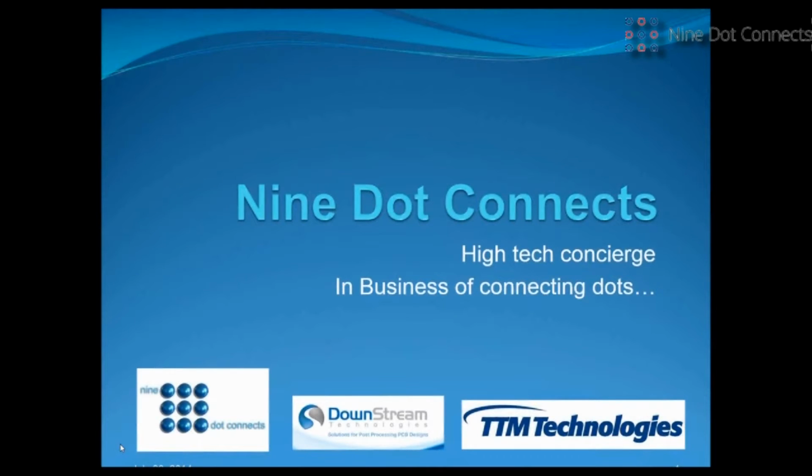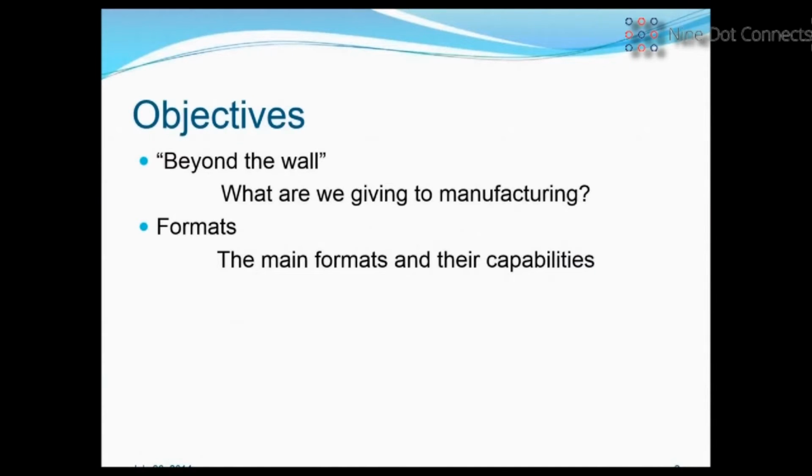The biggest problem that we have, quite frankly, is that as designers, and this is the issue I've always had with it, we always kind of threw it over the wall. We threw it to the purchasers to deal with. We sent it to the manufacturers directly. Well, what do we really give to the manufacturer? That's what we're going to explore here for a couple of minutes today. And then we're going to talk about the major formats in the manufacturing files, their main formats and their capabilities.